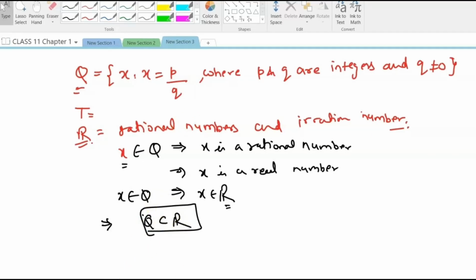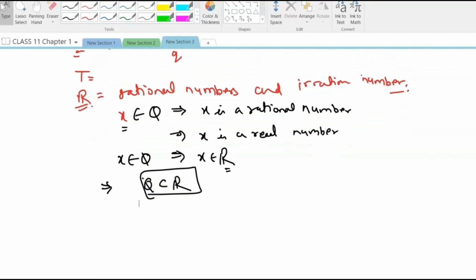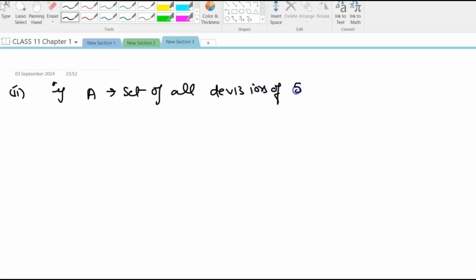Now let's see the next example. The next example is: A is the set of all divisors of 56, and B is the set of all prime divisors of 56.